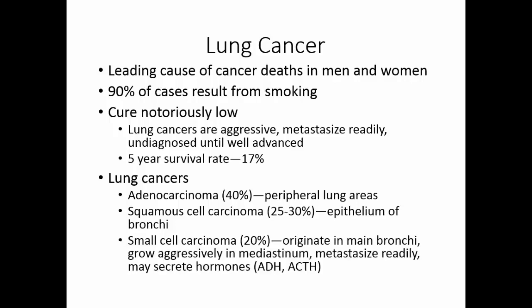Small cell carcinoma, which accounts for about 20% of lung cancers, originates in the main bronchi. These are the most aggressive of the cancer cells. They grow aggressively in the mediastinum, they metastasize readily, and they may secrete hormones like ADH and ACTH.